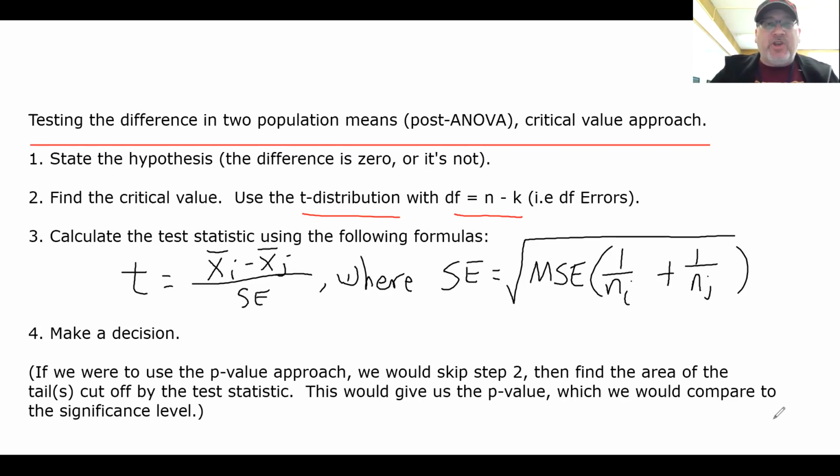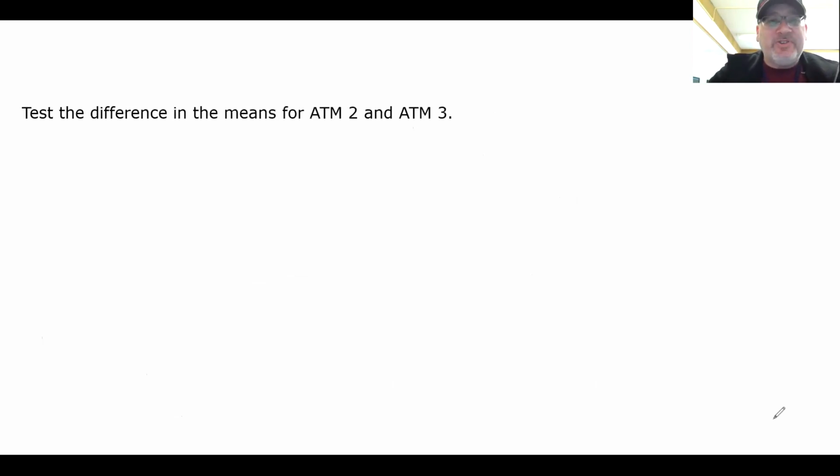All right, so let's pull this off. We're going to test the difference in means for ATM 2 and ATM 3. Notice I did not give a significance level, and do you remember what that means? The default significance level is always 5%, so when it comes time to use the significance level, we're going to assume it's 5%. All right, so let's start with the hypotheses.